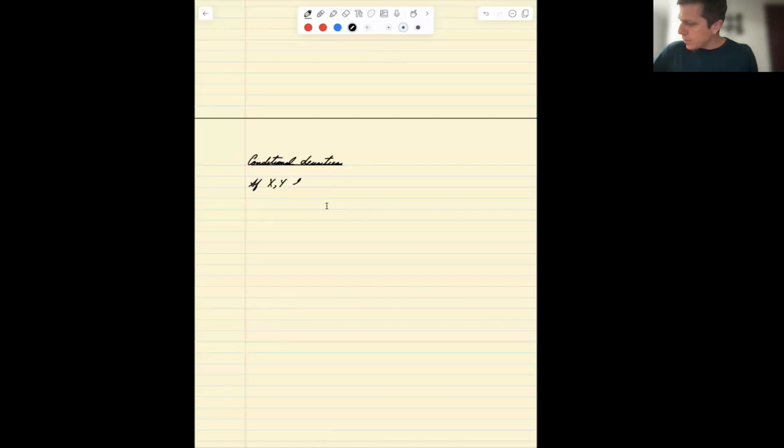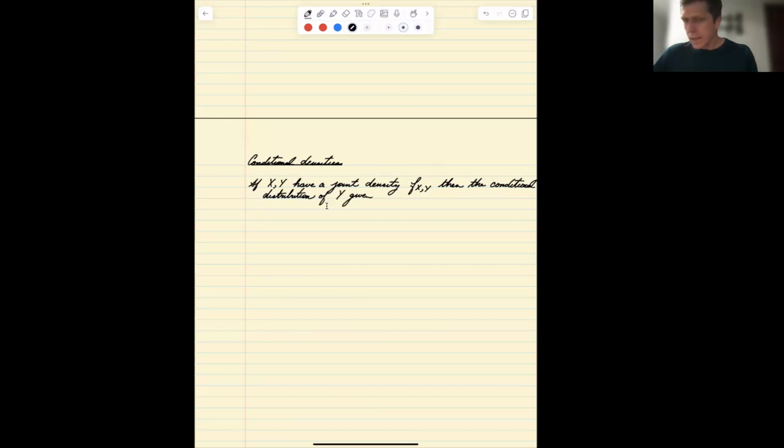So if a pair of random variables have a joint density, write it as f sub xy, then the conditional distribution of y given x has a density.